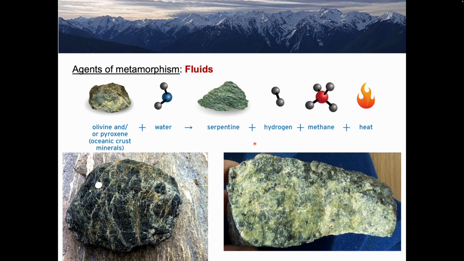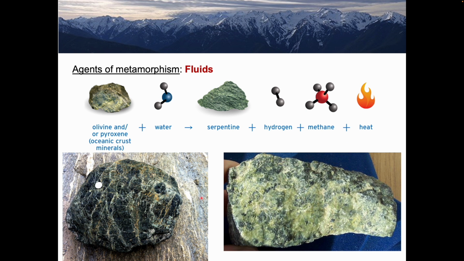If we look at this closer on a mineral-by-mineral basis, we start out with olivine and pyroxene, which are the primary minerals in basaltic oceanic crust. If we add water to that, we end up with serpentine plus free hydrogen plus methane and heat as a result of this chemical reaction.